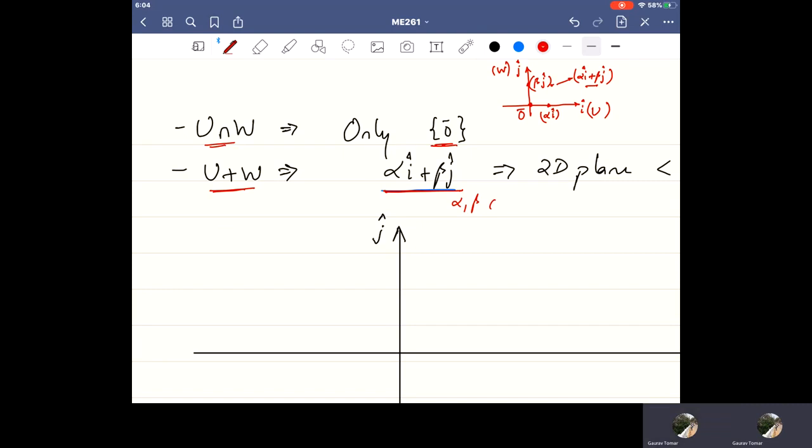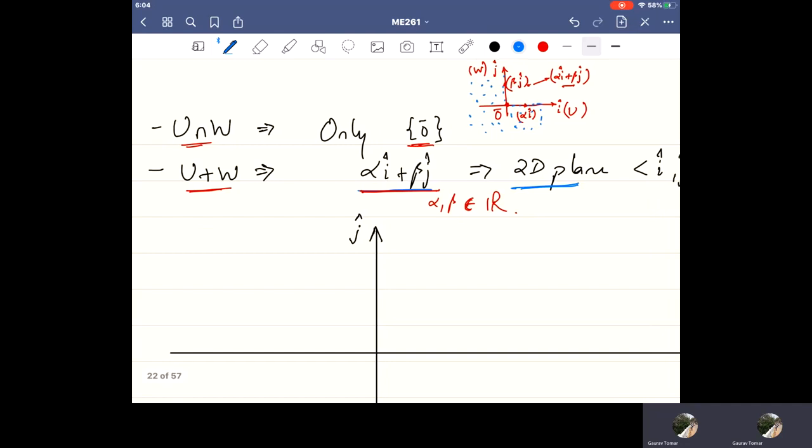Here alpha and beta belong to the real numbers, any real numbers. Essentially, if you look at the points in this set, U plus W are all the points lying in the 2D plane. Including the x-axis and the y-axis, you can choose beta is 0 or alpha is 0, so you would have all the points on the axis also. So the entire 2D space is formed by this set U plus W.